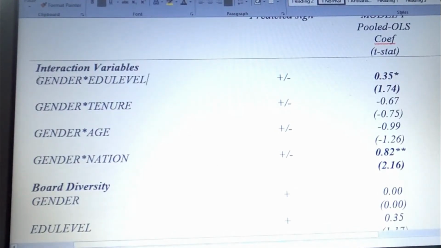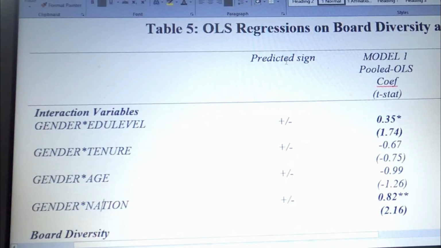I create the interaction terms: gender with edu level, gender with tenure, gender with age, gender with nation. And now the predicted sign will change to positive or negative. Why does it happen like this? This is because once we create the interaction, it opens the possibility that there is a complementary or substitutive relationship between the interaction terms and CSR.